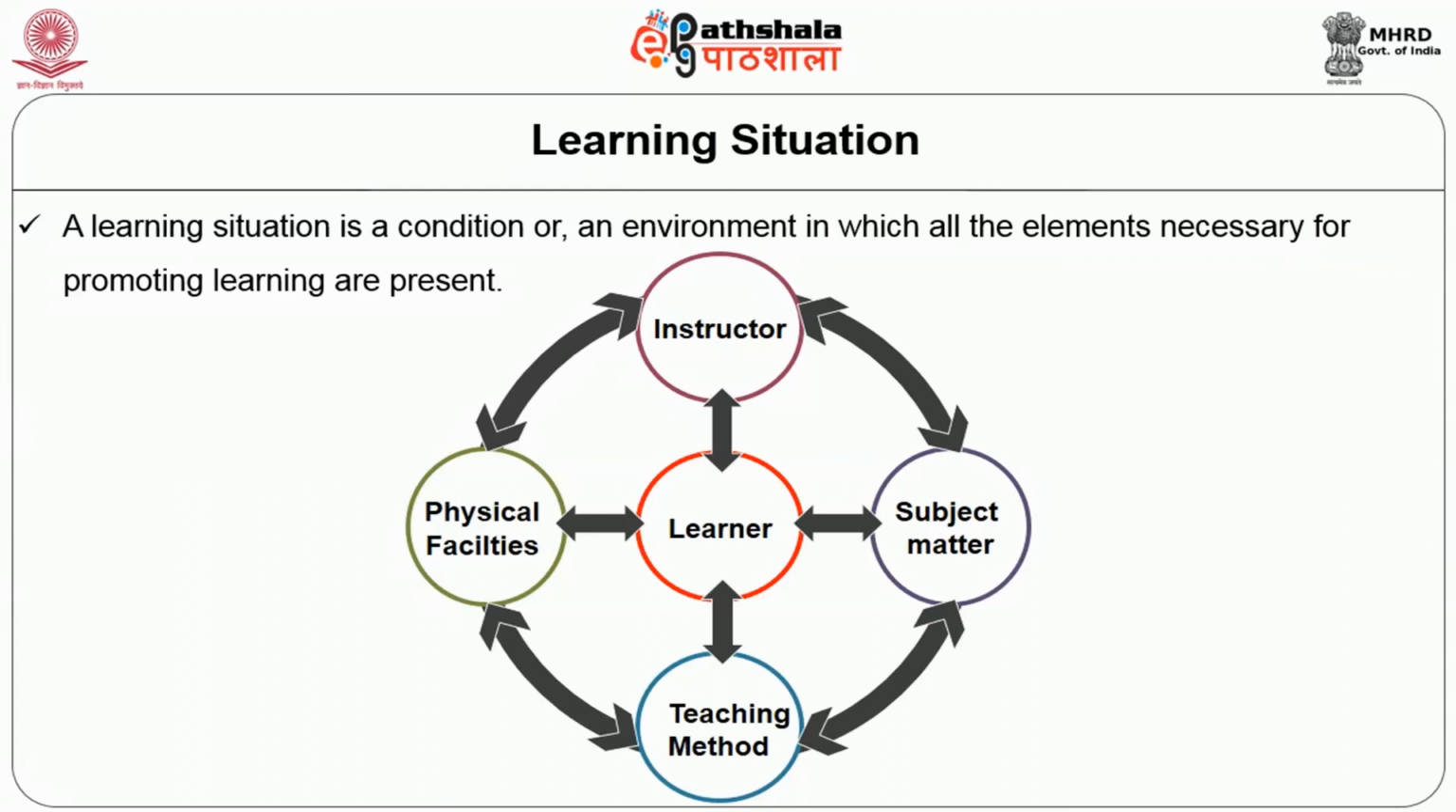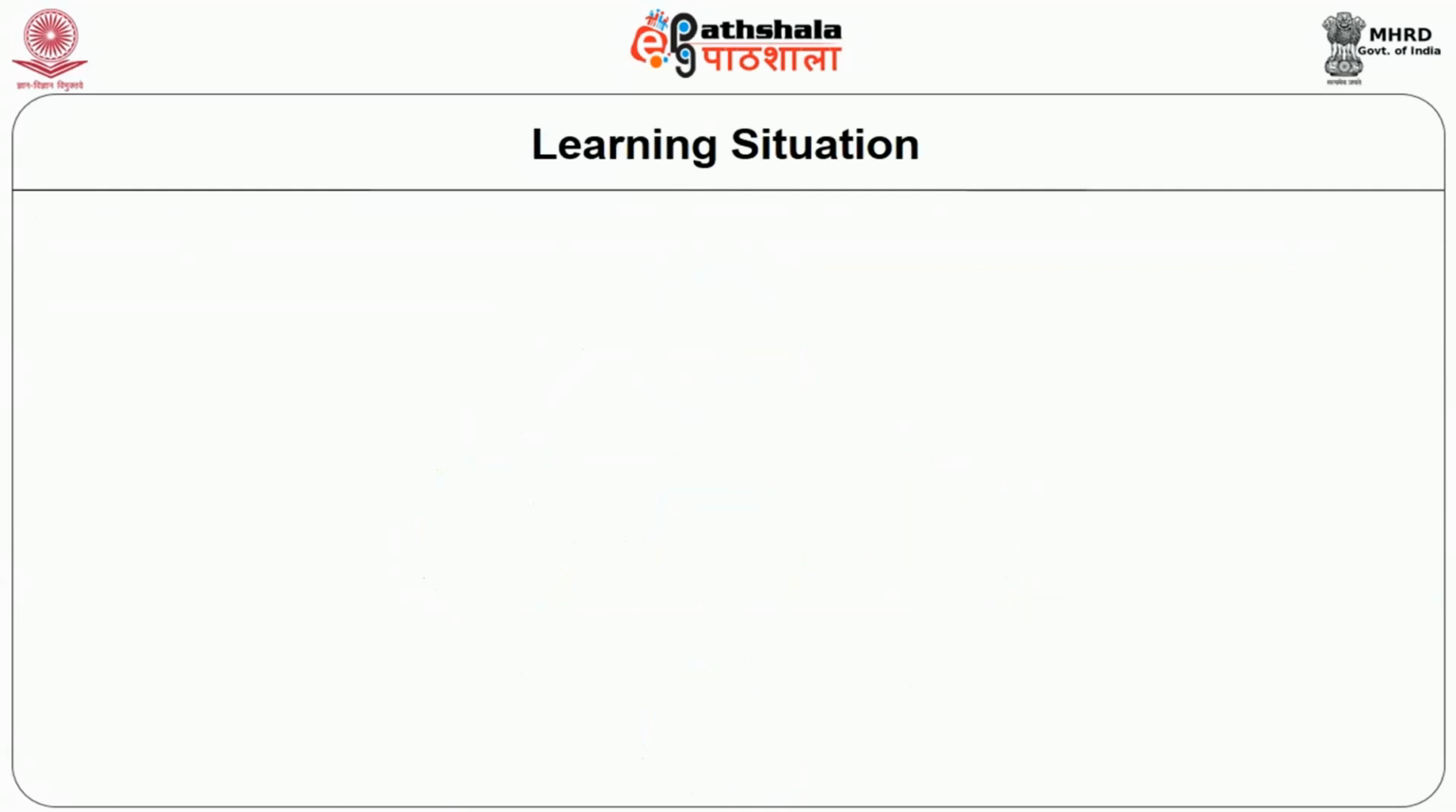We have 5 elements. Number 1 is the learner. Number 2 is the instructor. Number 3, the subject matter. Number 4, physical facilities, and number 5, teaching methods and aids. First, coming to the instructor. As an instructor, the role of the extension and development worker is to manipulate the other 4 elements so that the learners have an effective learning experience. So, this is a figure wherein all the elements are depicted.